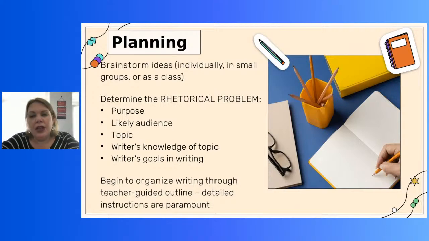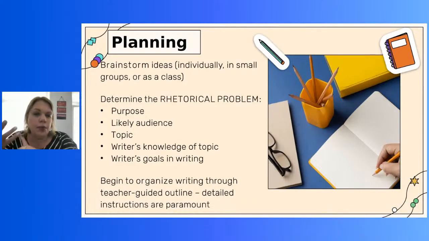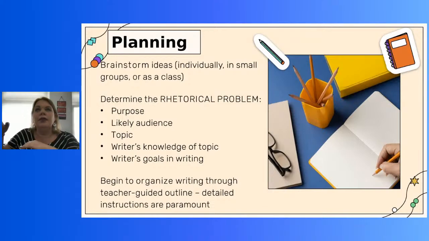Here's something that might be new for a lot of you, which is something we call the rhetorical problem. What do we mean by the rhetorical problem? It's not really a problem, right? It's just issues that we should take into consideration. So within the rhetorical problem, we have purpose. For example, what is the purpose of the writing? The likely audience. And we have to think beyond my English teacher.